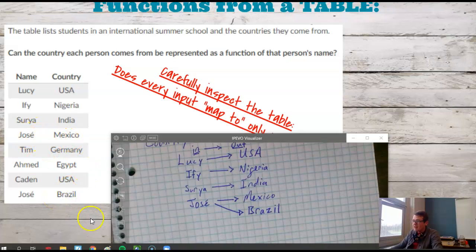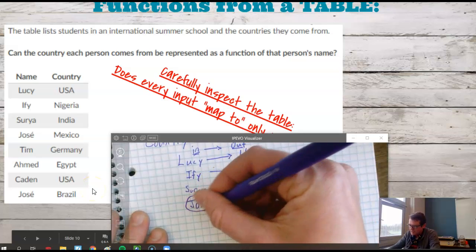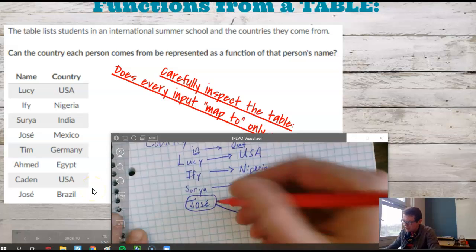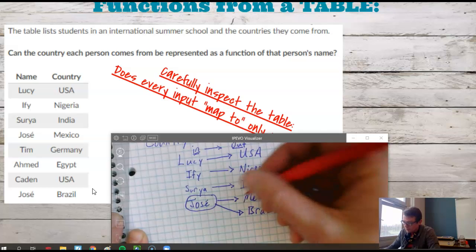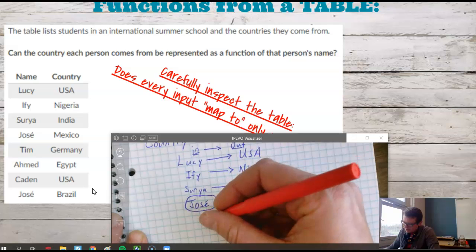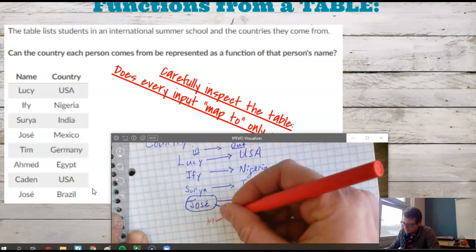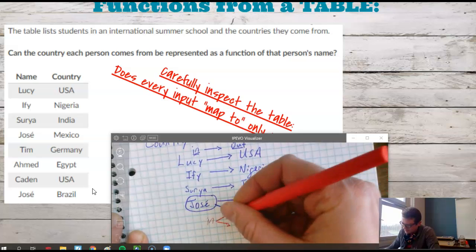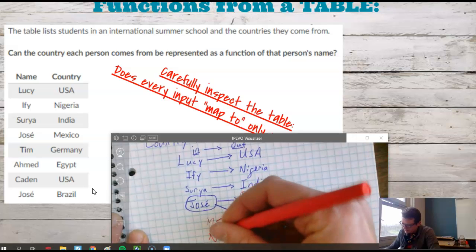Maybe he grew up in both places, like his family is from both places. So we cannot make this a function because an input gets split. When an input gets split to two different outputs, this is bad. So input gets split means this is not a function.